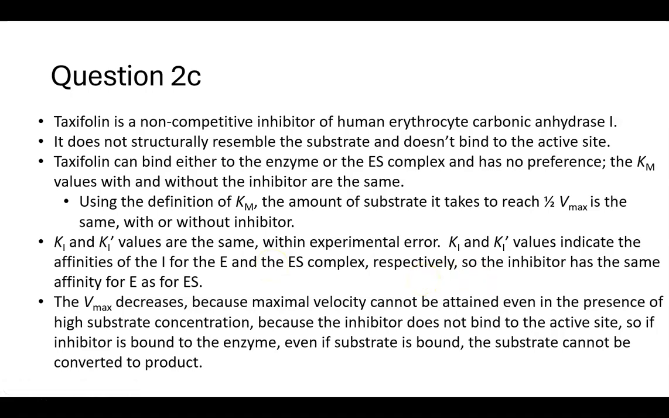But even though the substrate is bound, the substrate can't be converted to product as long as the inhibitor is still there. The only way you get from substrate to product is if you happen to have the inhibitor dissociate, and then the substrate is bound exclusively to the enzyme and there's no inhibitor there, then you can get to product. But if the inhibitor is there, you can't. So the Vmax goes down.